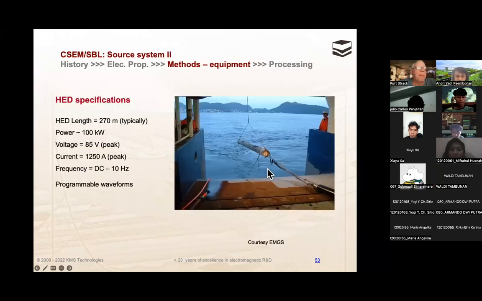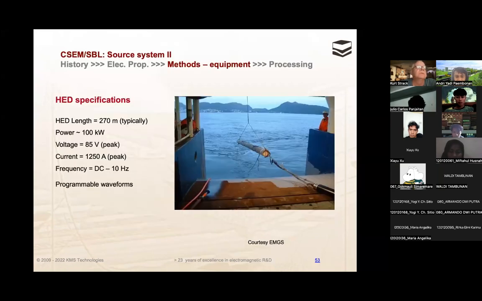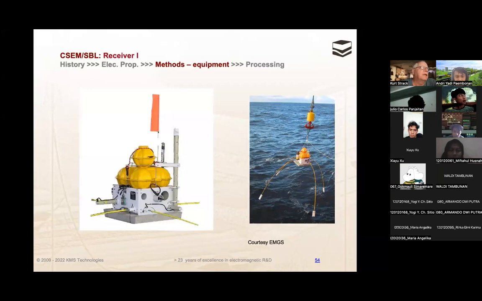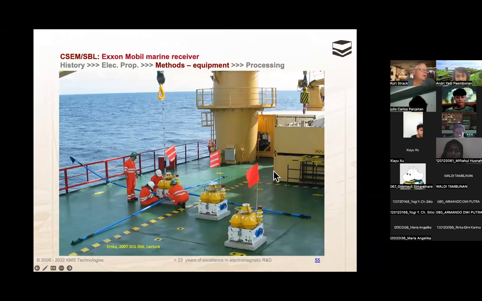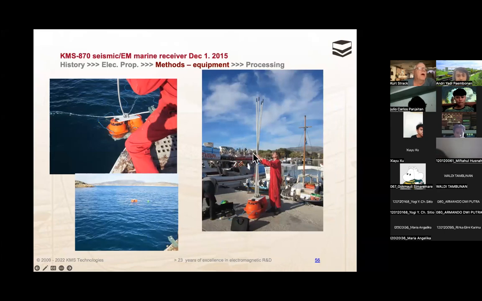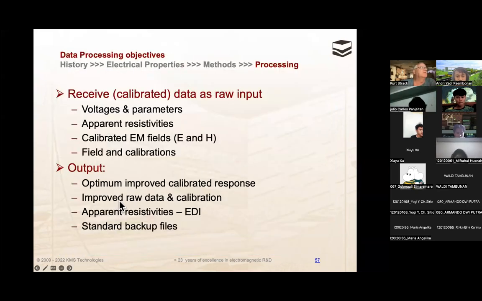These are more pictures. There's the end electrode. These are the receivers. The magnetic field sensor in this direction, there's a vertical magnetic field sensor. These are the electric field sensors. And the data logger is in there. These are the receivers on the ship being prepared to be thrown offshore. This is our test system in Greece to be thrown offshore, and there the system is being released.